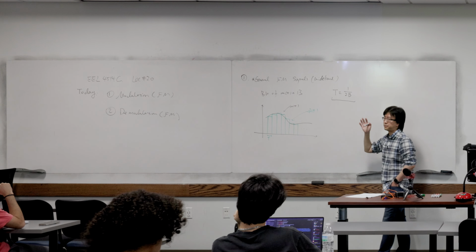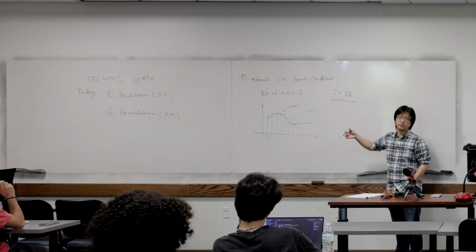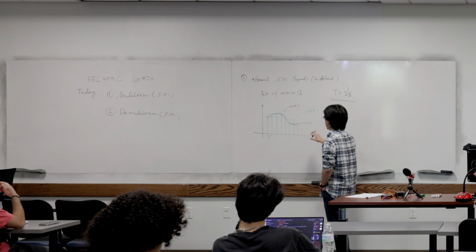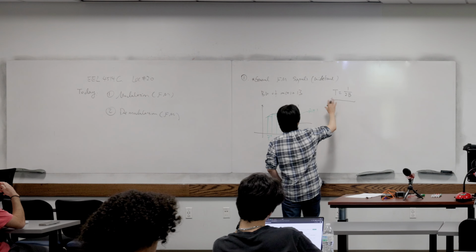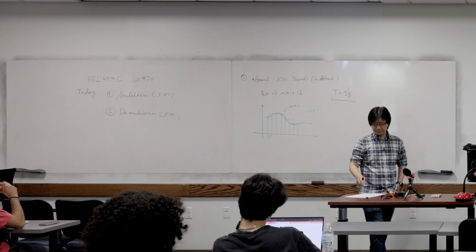Basically it means that if we sample a signal at a rate that is double the bandwidth, then we're good. We can recover the signal exactly. But that has nothing to do with what we're doing now. So let's assume that. This is the sampling rate: T is equal to 1 over 2B.